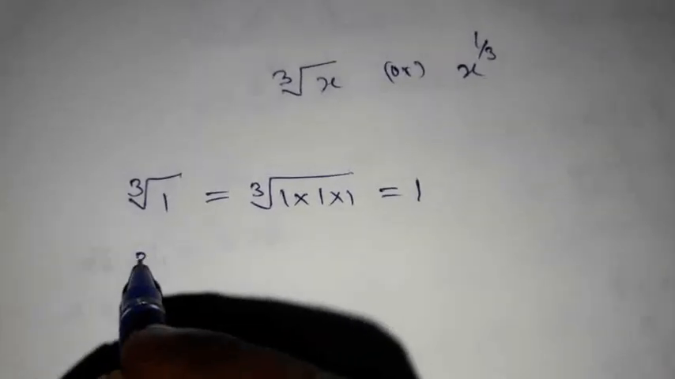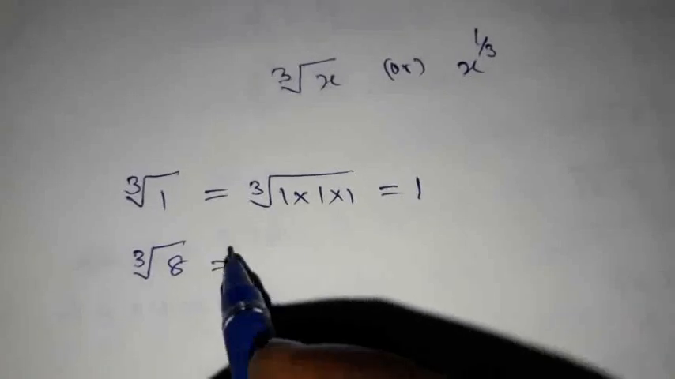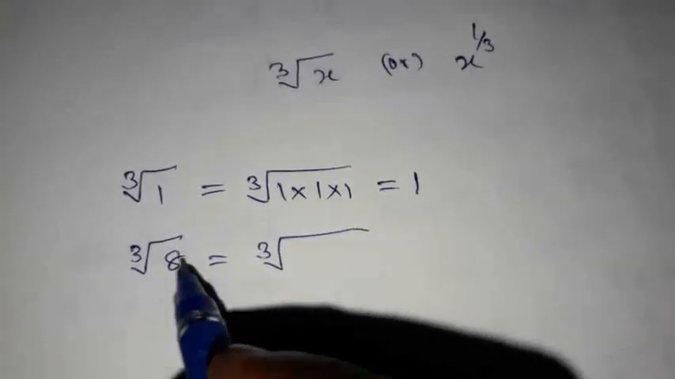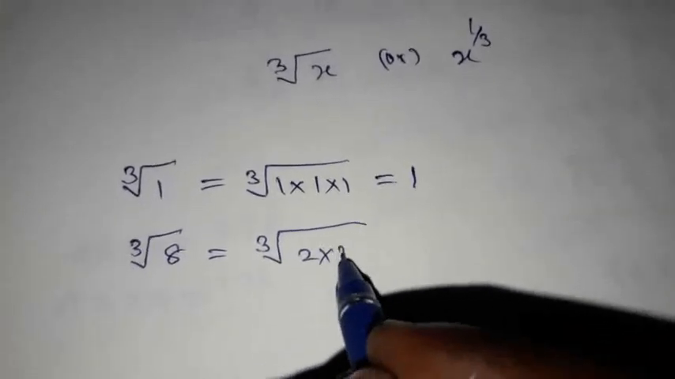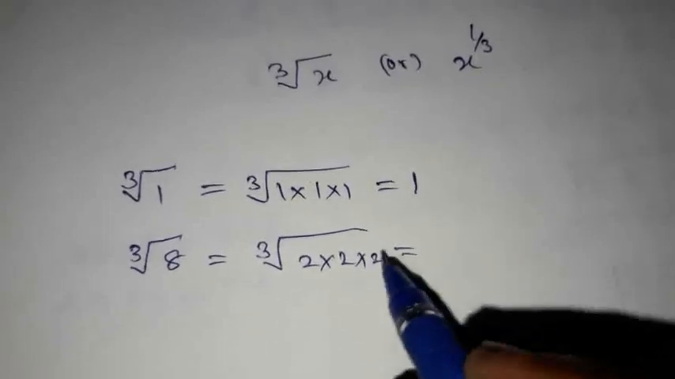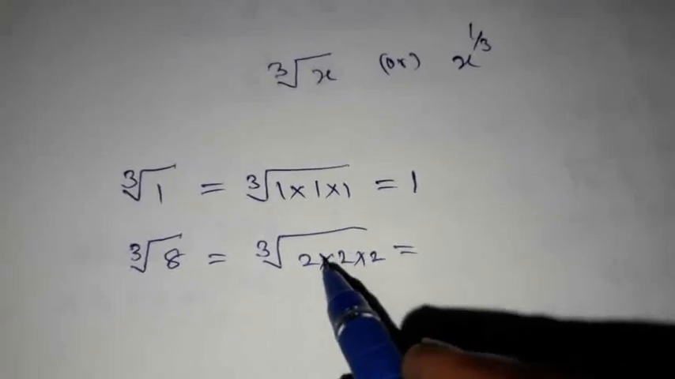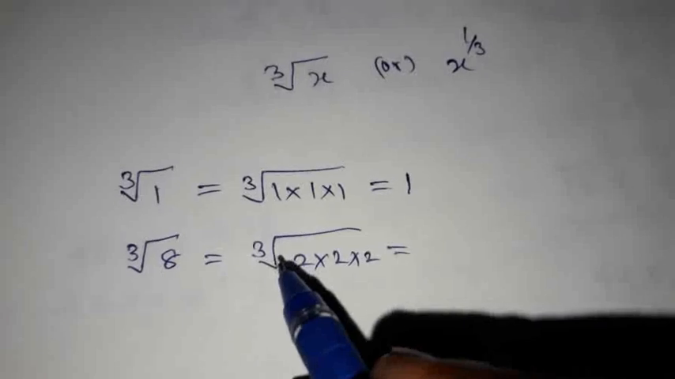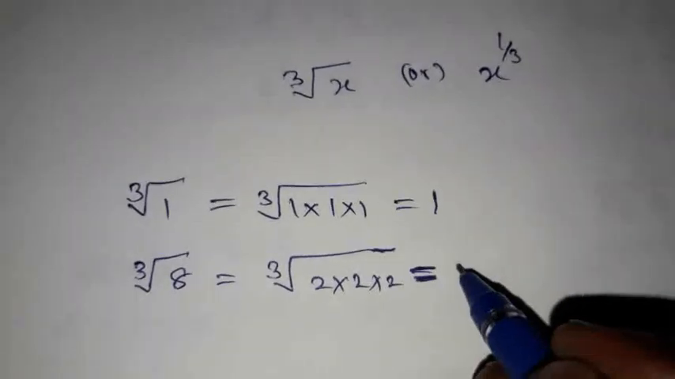Next we are going to find the cube root of 8. 8 can be written as 2 into 2 into 2. There are 3 2s. We are going to find the cube root. So the answer is 2.